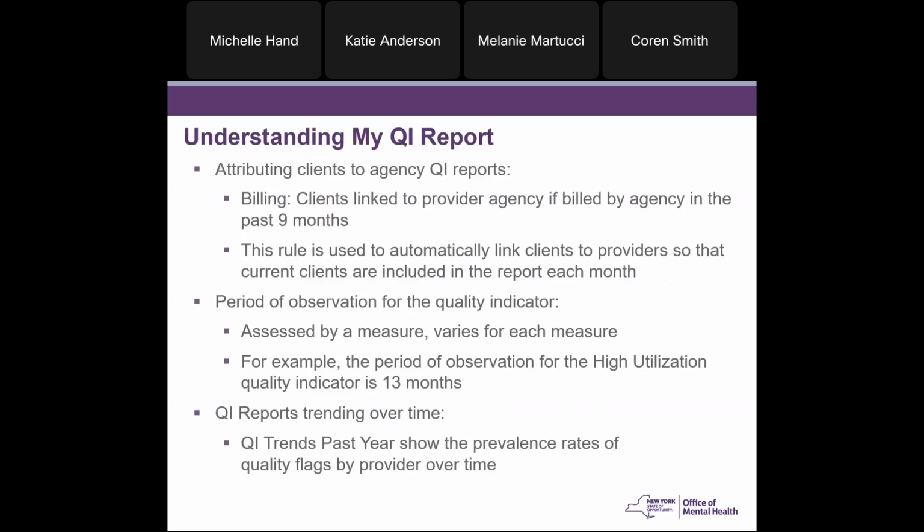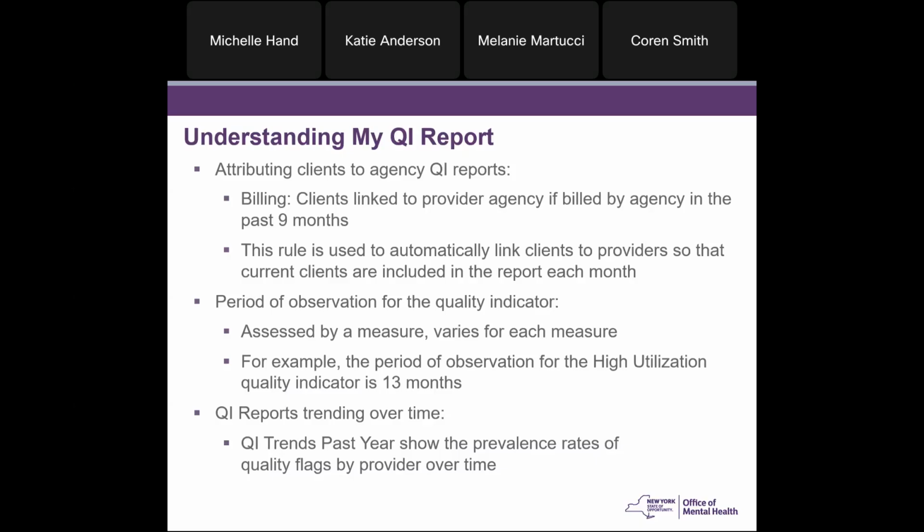So just to confirm that we're understanding My QI Report, it's a little bit different from how people are linked compared to recipient search. So I just want to make sure folks are understanding how people are attributed to your agency's My QI Report. So this is through billing so that the clients are linked to your provider agency if you've billed for them within the past 9 months. And this is a rule used to automatically link clients to providers so that current clients are included in each month's report. Now that's how clients are linked if you've billed for them within the past 9 months.